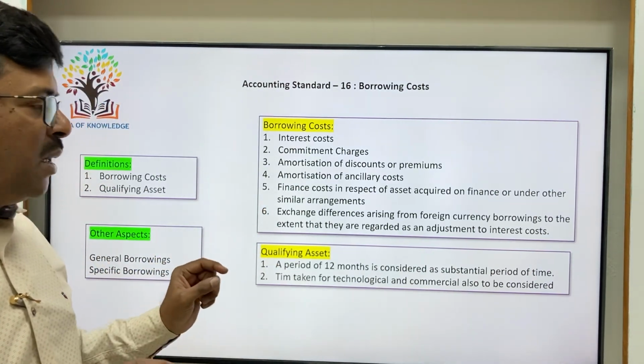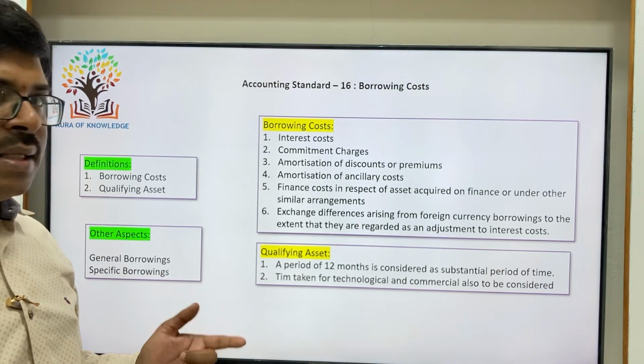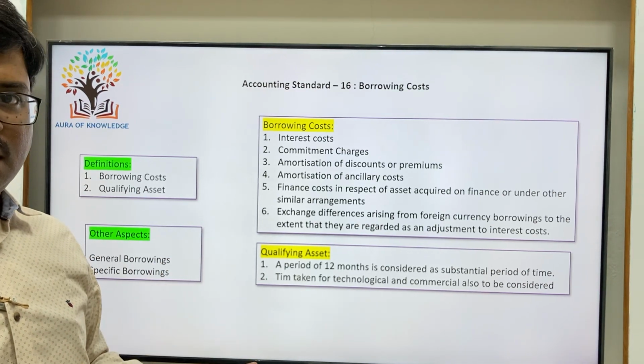In a short period of time, I am giving you the outline of the standard. Now, if you read the standard keeping these aspects in mind, you will easily understand.